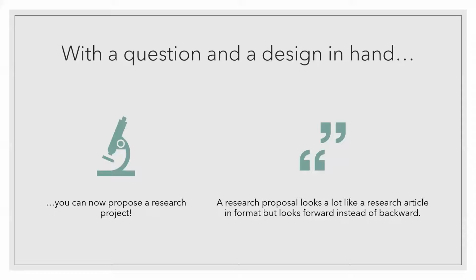Okay, so after all that, once you have a research question, a hypothesis, and a possible design to answer it in mind, you can now propose your research project. A research proposal looks a lot like a typical research article in format, but it's shorter and looks forward instead of backwards. So what I mean by this is you'll be speaking in future tense when you discuss your methods. For example, I will do this, instead of in past tense, which you will use when you write your final report, because in theory, you've already done it.